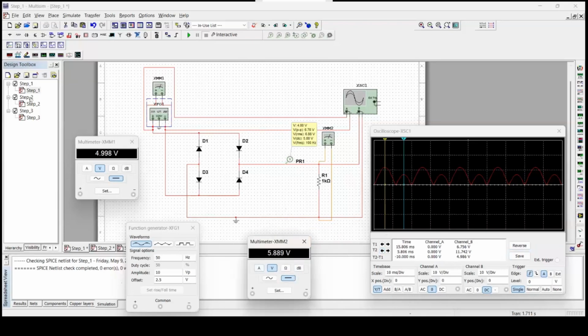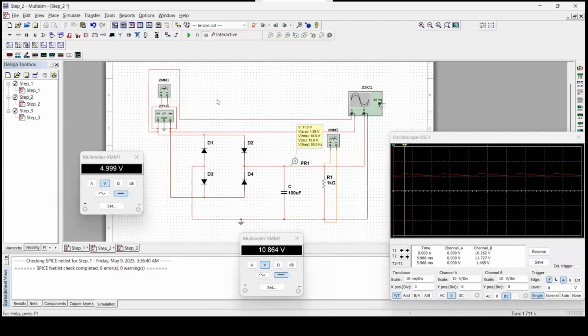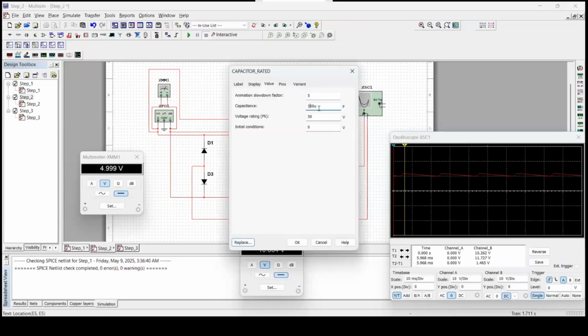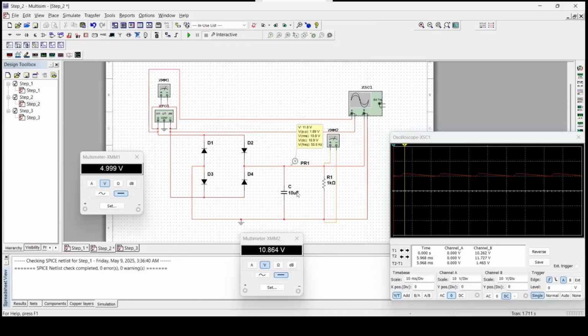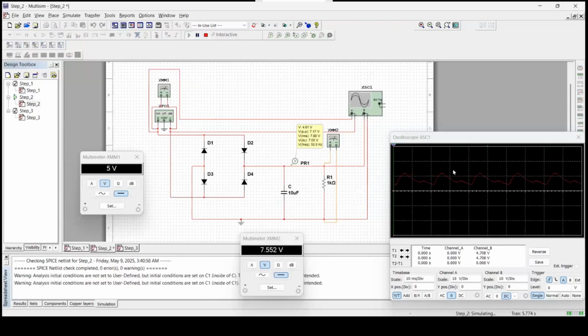Yeah. So next we need to move on to step 2. Step 2 is the full wave bridge rectifier with a filter. The capacitor acts as a filter, but in the assignment it will have a value of 10 UF. So this is the question provided. Because the capacitor acts as a filter, it will smooth the voltage flow. It will smooth the DC voltage flow.